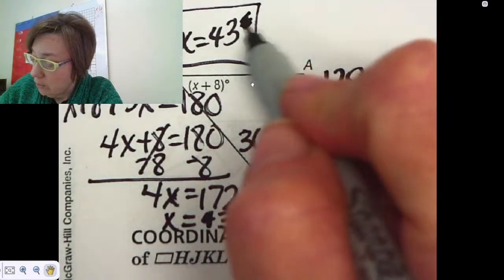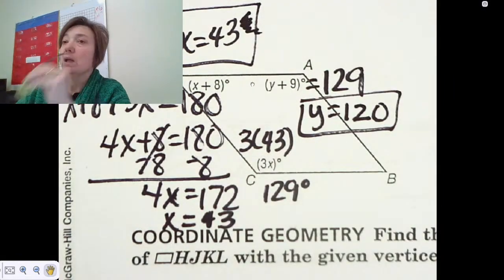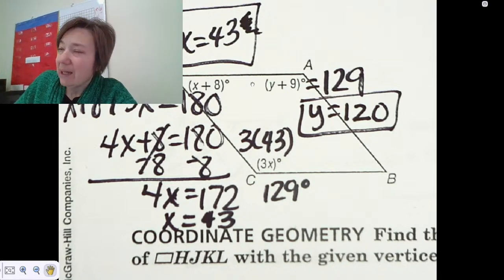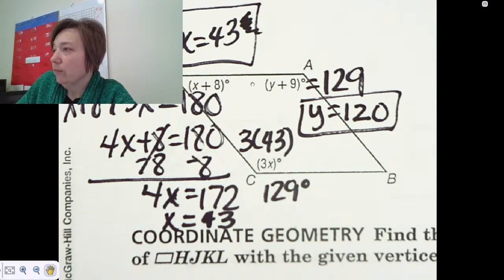And that should not have a degree symbol. That's not a degree. That's just a number. Okay? Well, I mean, I guess technically it is a degree. But it's not really an angle measurement. It's just a value for a variable. So it's not really a degree symbol.